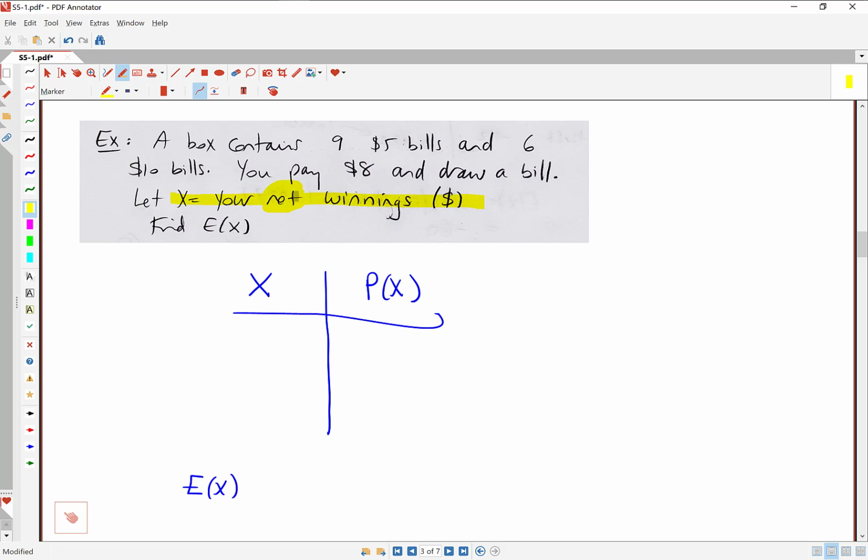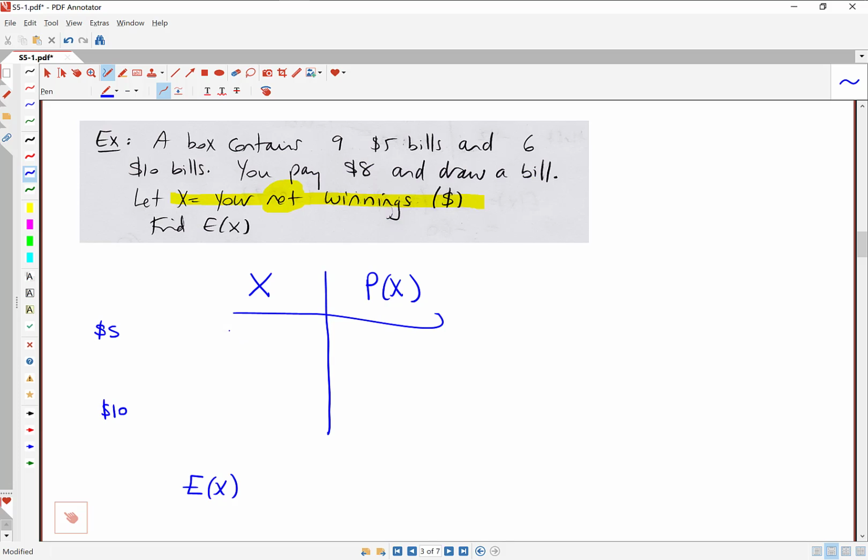When we say net winnings, that means how much you won minus how much you paid to play the game. So it's how much you're left with after the experiment is done. So let's think about what the two things that can happen are. When we go into this box and we draw a bill, we could either get the $5 bill or we could get the $10 bill.